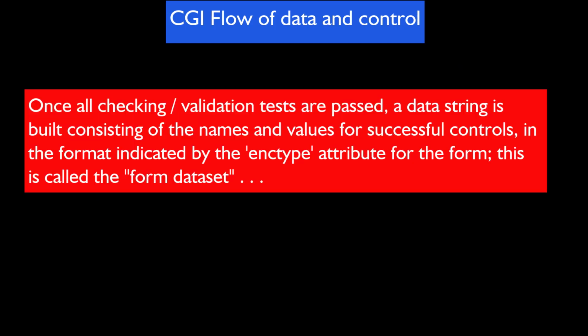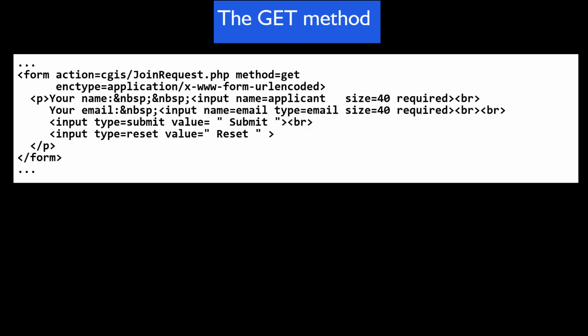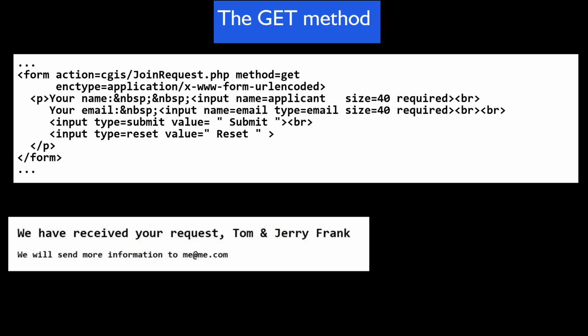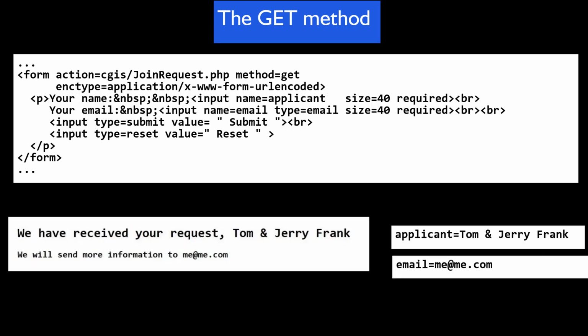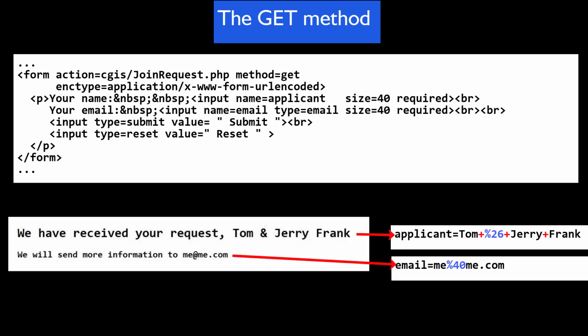Once all the checking and validation tests are passed, a data string is built consisting of the names and values for successful controls in the format indicated by the enctype attribute for the form. This is called the form dataset. For the get method, the form dataset is built this way. Space characters are replaced by plus characters. Non-alphanumeric characters, for example punctuation, are replaced by %XX, that is, a % followed by the 2 hex characters that compose the ASCII representation of the character.